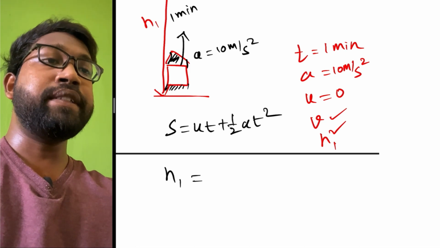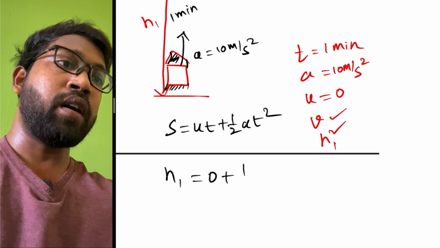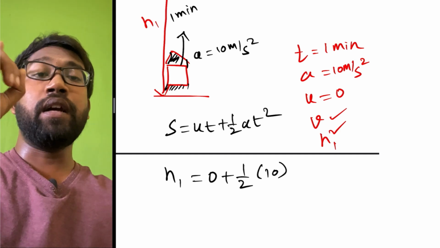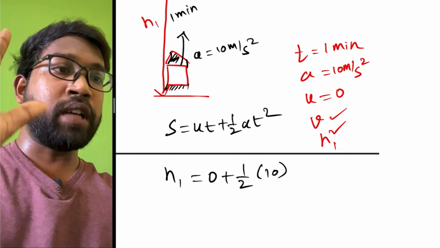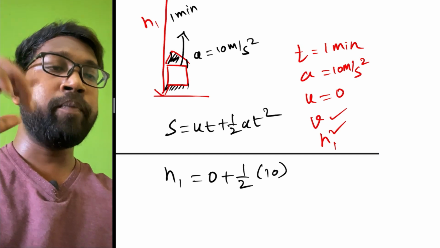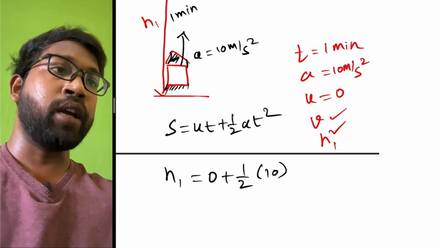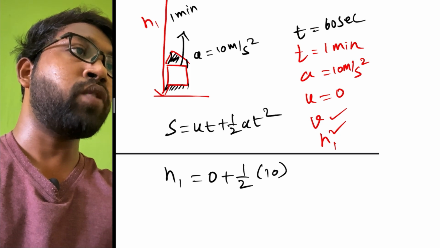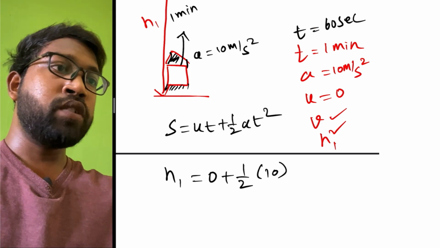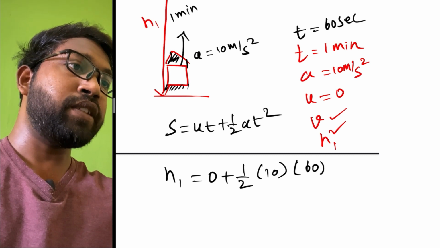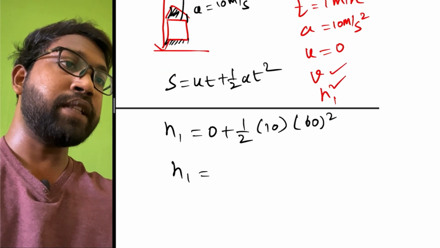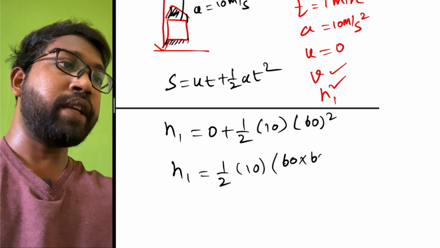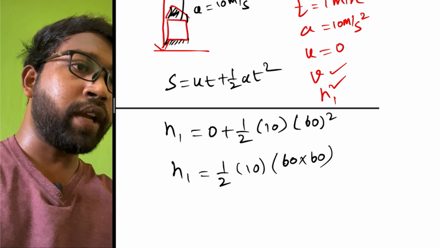h1 equal to initial velocity is 0, right? 0 plus half into acceleration, which is 10 meter per second square, and the time period is 1 minute. We have to substitute everything in a proper manner, so I want to use SI units here only. 1 minute belongs to 60 seconds, right? So I'm going to take everything in SI units. 1 minute is 60 seconds, so 60 square. Let me find h1. h1 equal to half into 10 into 60 into 60. Let me solve it.